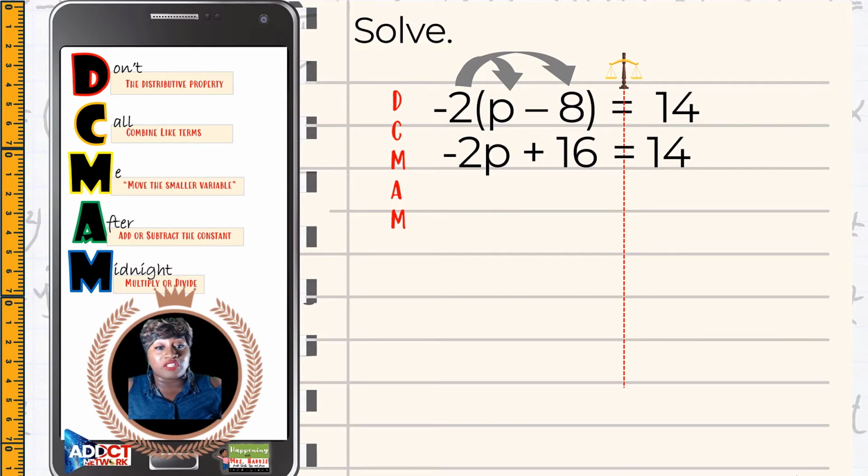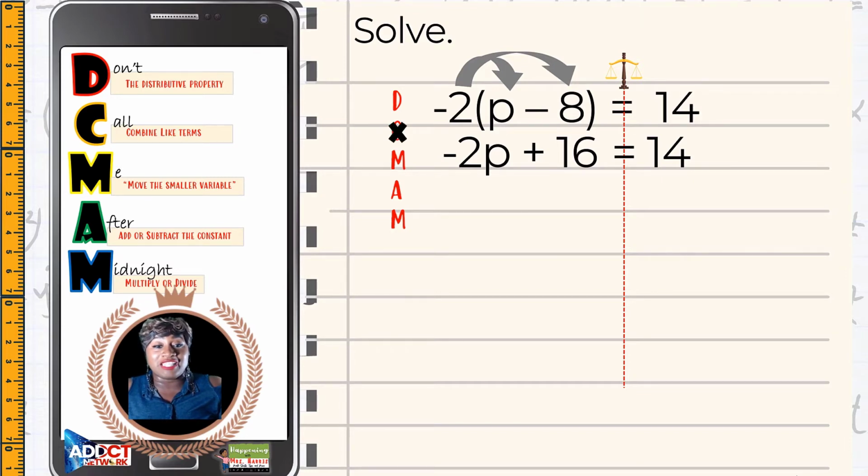Now, let's check for C, combine like terms. On the left side of the equal sign, there are no like terms. We only see negative 2p and positive 16. They're not like terms because the negative 2p has a variable, 16 is a constant. Also, on the right side of the equal sign, all we see is the number 14, that constant. No like terms, so therefore we can cross out C.